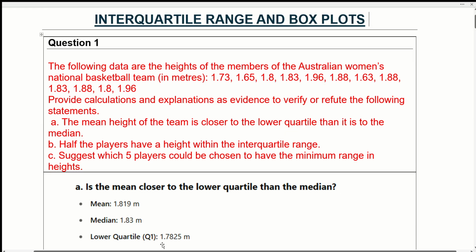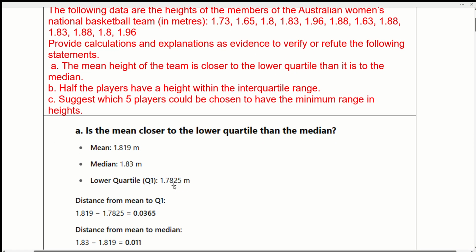What's the lower quartile? The lower quartile is basically going to be the median of the numbers we have below that 1.83. And that comes down to 1.7825 meters. I'll show you how to figure all of this out. I'm just going through the questions first very quickly.